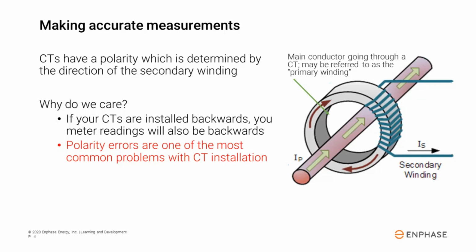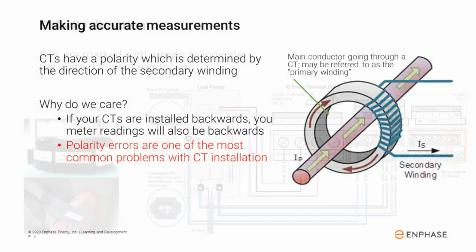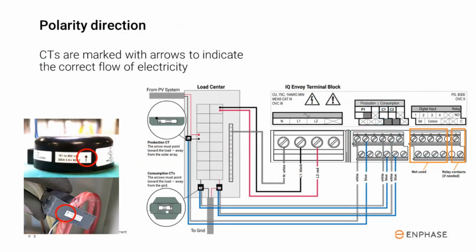That arrow will tell you which way it's expecting the current to flow through the conductors that get placed within the CT. As mentioned previously, getting the polarity correct is crucial to having accurate readings. Polarity errors are one of the most common problems that we see within the installation. Let's look at where you can find the polarity markings on the CT sensors.